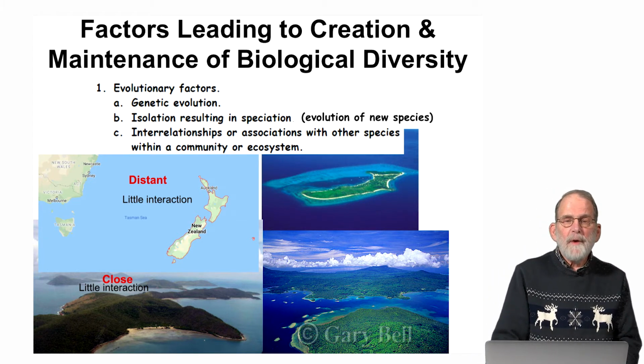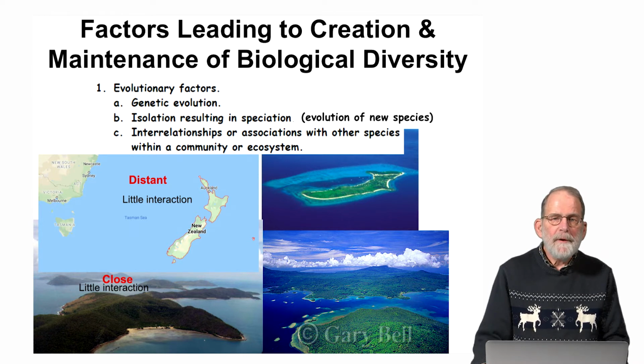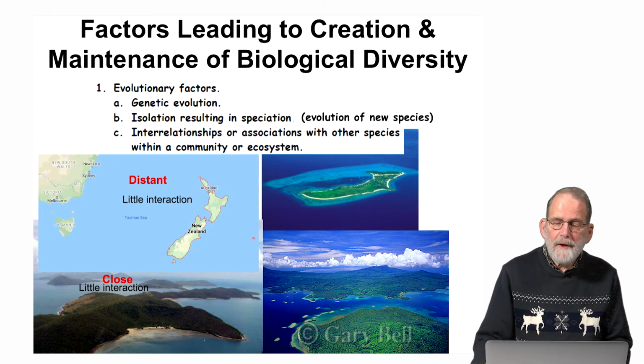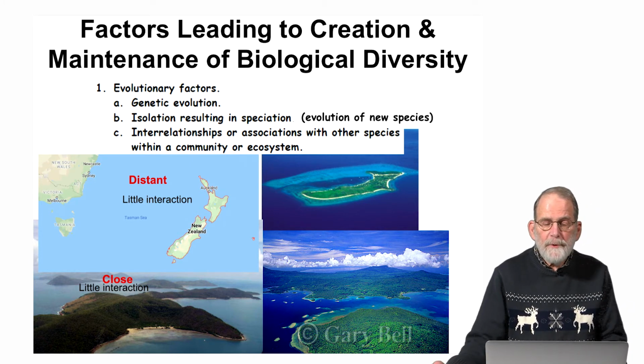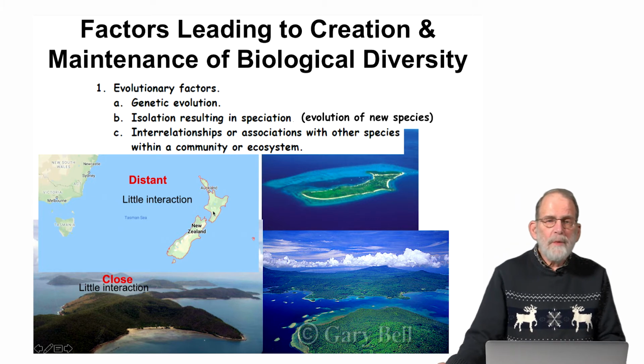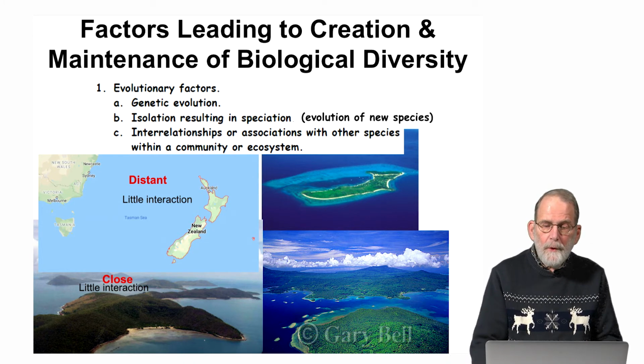Factors leading to the creation and maintenance of biological diversity are varied. One evolutionary factor that I want to talk about has to do with isolation of different ecosystems, leading to speciation, or the evolution of new species. An example of this are the islands of New Zealand, the North Island and the South Island. They are significantly removed from any other significant landmass. We can see where they are relative to Australia. Being isolated as they are, the animal and plant species in New Zealand have pretty much evolved relative to the landscape of New Zealand. They are what we call endemic to that particular landscape, and quite different than in other continental areas. So isolation leads to speciation and the evolution of new species.